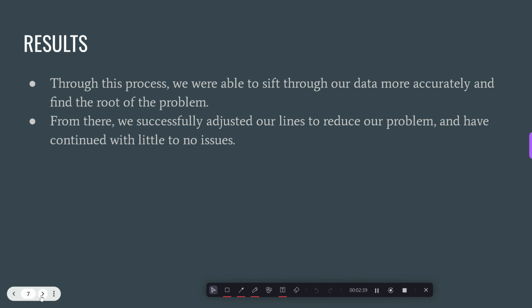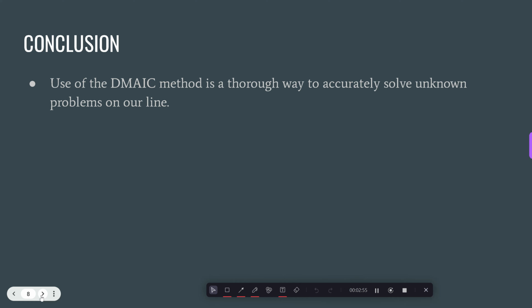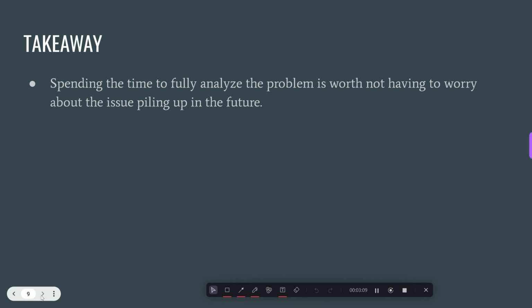And through this process, we were able to pinpoint directly what was causing the problems, and we were able to take it out at the root. And we've been able to continue our process with little to no issues. And so the use of the DMAIC method is a very thorough way to accurately solve unknown problems on our line. And also, the takeaway is spending time to fully analyze the problem is worth having to not worry about the issue piling up in the future.